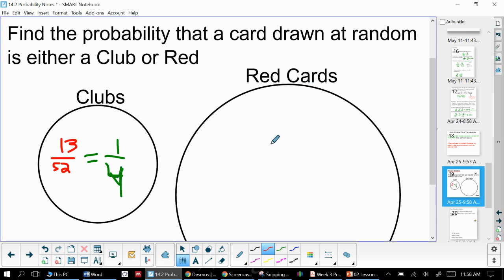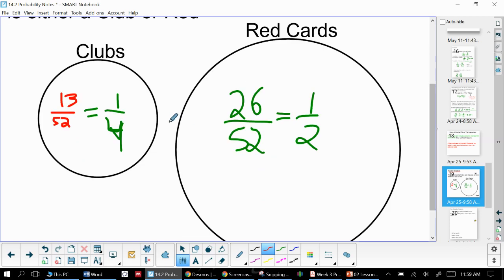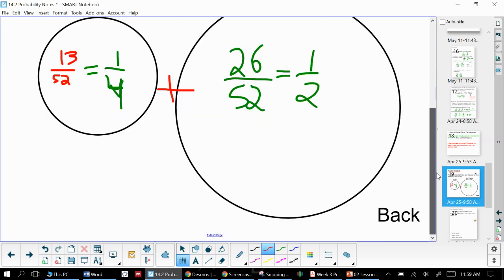And then for our red cards, 26 of the cards are red, which is 1/2 of the cards. Now the big thing here is we're only drawing 1 card. It's not the probability of drawing a club and then a red card. It's the probability that you draw 1 card, and it's either a club or red. So all we have to do is add these 2 together. 1/4 plus 1/2 is 3/4.